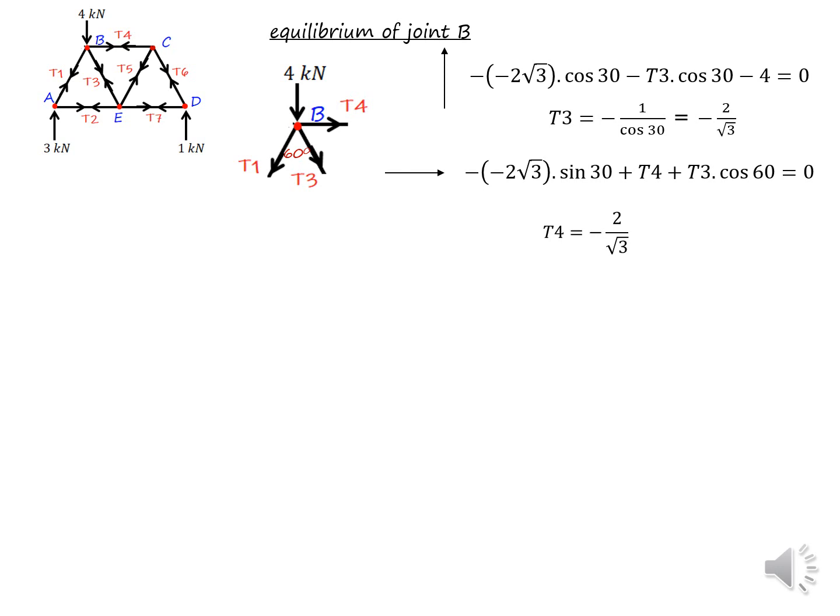So here T4 and T3 are in the equation. T3 we have already calculated before, and by plugging the T3 value into the equation, you can get T4 as minus 2 root 3. Now you can see T3 and T4 are both minus values, which means members BE and BC are both under compression. Then we should move to the next joint.